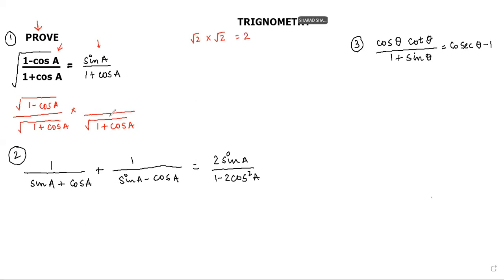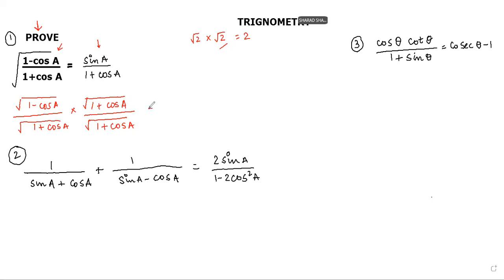All right, so this is what we are doing here. To remove the square root, we are multiplying it with the same number. And if I have multiplied in the denominator with this, I will have to multiply in the numerator with the same number. I hope this was easy to understand.